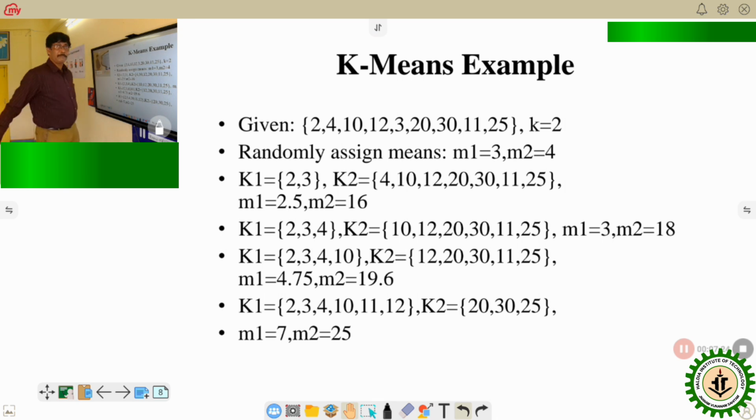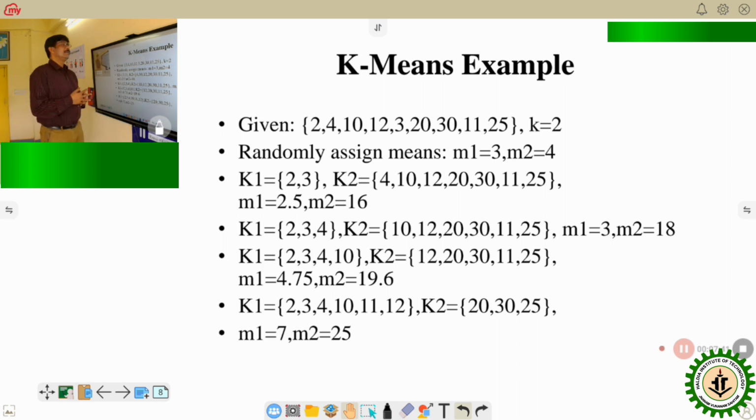Now there is an example. This is a simple example. Suppose this is my data set. Say these are the points. What are the points in the data set? 2, 4, 10, 12, 3, 20, 30, 11, 25.